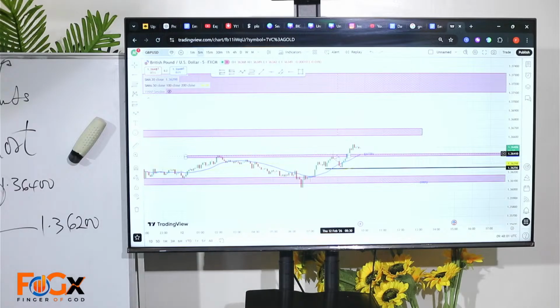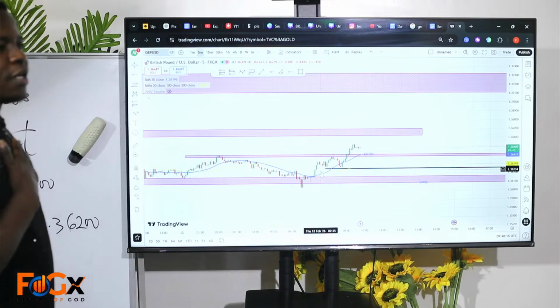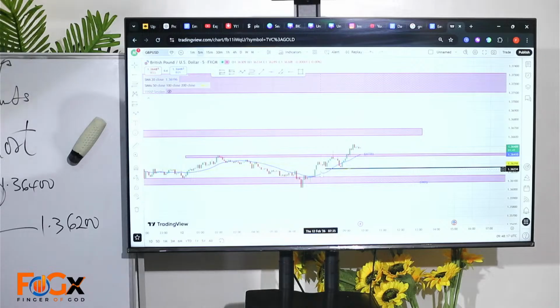Exactly. Now stop loss. 1.36. Our stop loss is 1.3623. Then the take profit is 1.3667. Please. Okay, now do another one.